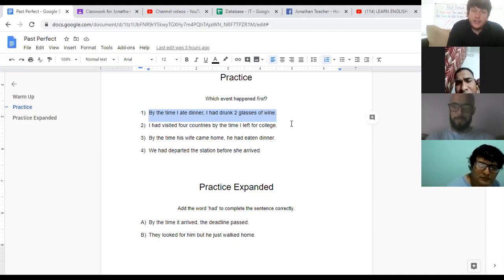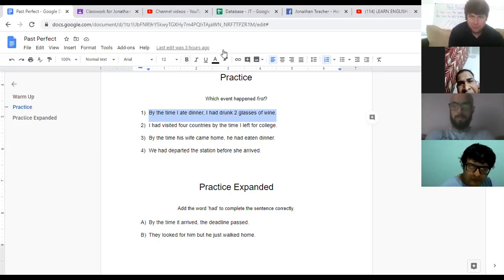Exactly. So in this sentence, there are 2 events, 2 actions, 2 verbs. Ate dinner, had drunk 2 glasses of wine. 2 things are happening in this sentence. As Mohammed said, first, I had drunk 2 glasses of wine by the time I ate dinner. So that's correct. Great job, Mohammed.